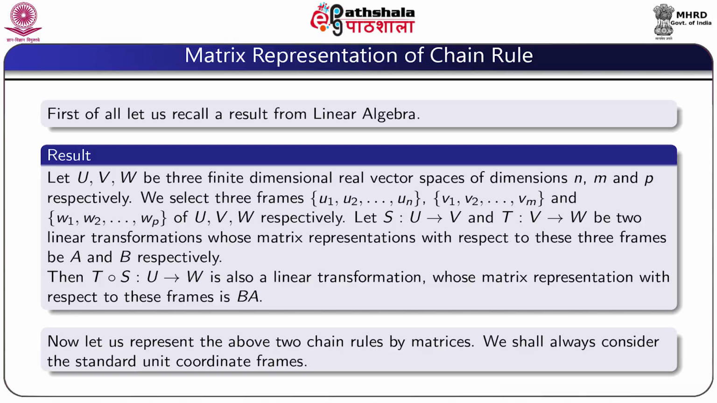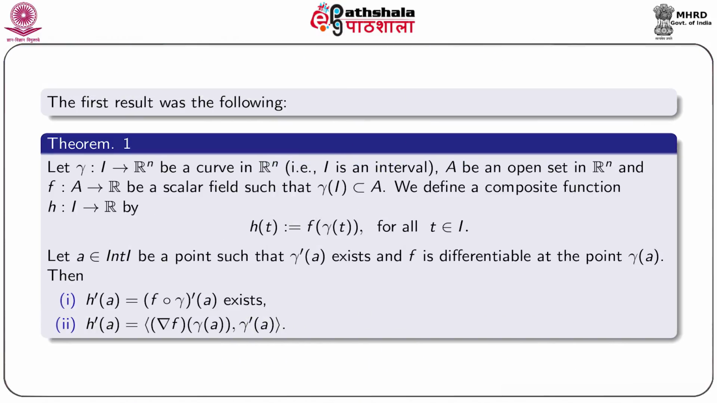Now, let us represent the chain rules we discussed with the help of matrices. We shall always consider the standard unit coordinate frames. First of all, we recall the first result. Here gamma was a curve in Rn and f was a scalar field defined on a subset of Rn such that the trace of gamma was contained in the domain of f. We found here that if h equals f compose gamma, then h dash a equals inner product of grad f at gamma a and gamma dash a.